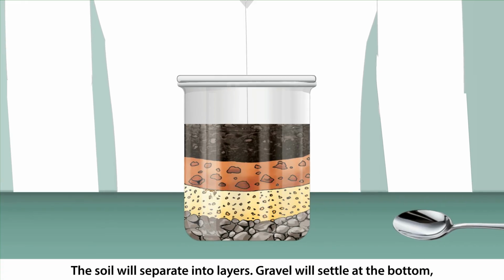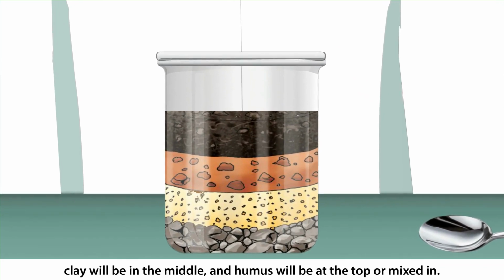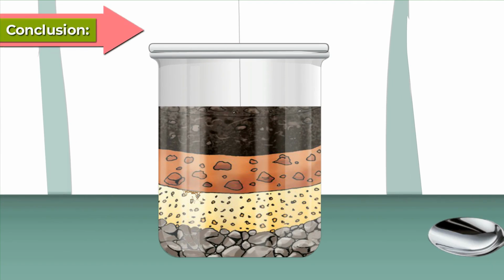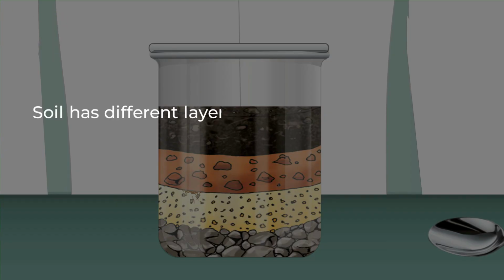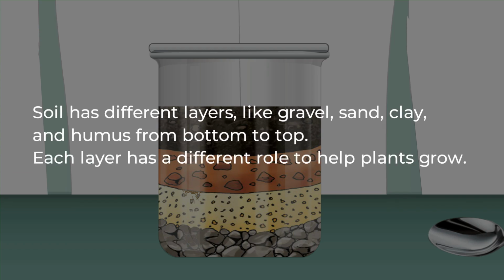Observation: the soil will separate into layers. Gravel will settle at the bottom, clay will be in the middle, and humus will be at the top or mixed in. Conclusion: soil has different layers like gravel, sand, clay, and humus from bottom to top. Each layer has a different role to help plants grow.